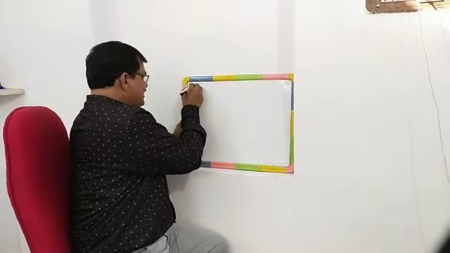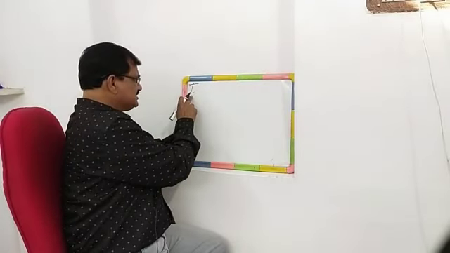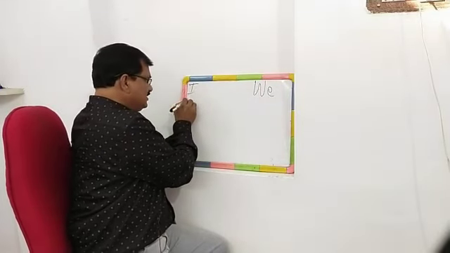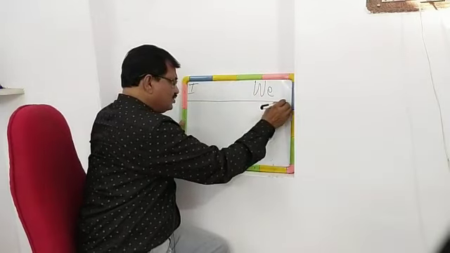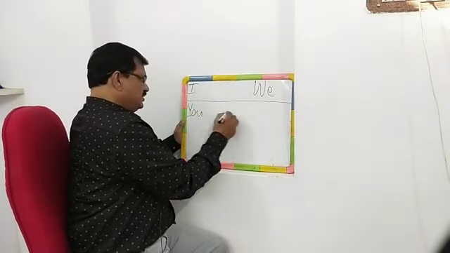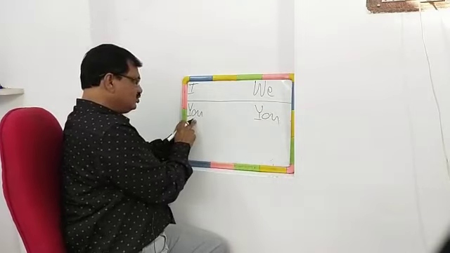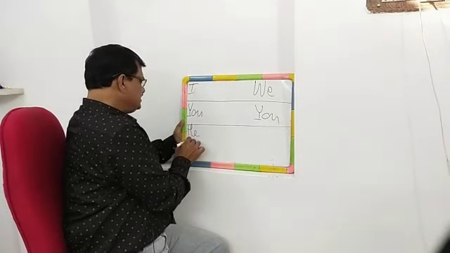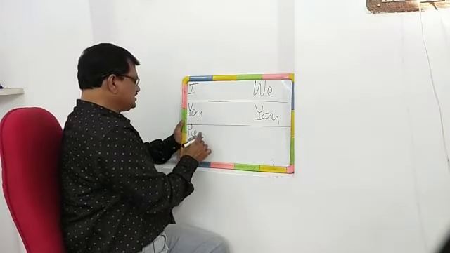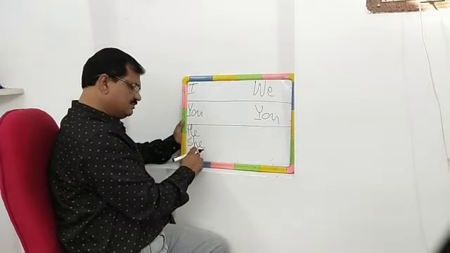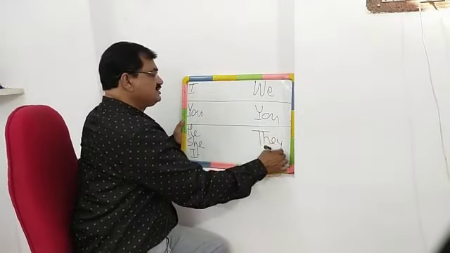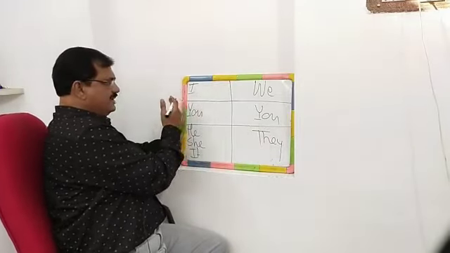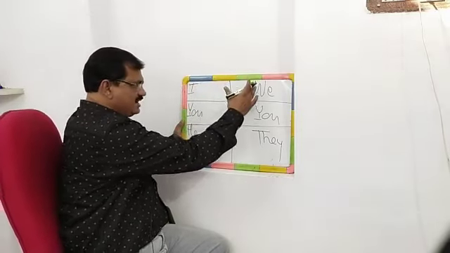I is first person singular number, we is first person plural number. These are the first person pronouns. You means तू and you means तुम्ही in Marathi. Second person pronouns. He, she, it are third person singular number pronouns, and they is third person plural number pronoun. This part is singular number and this part is plural number.